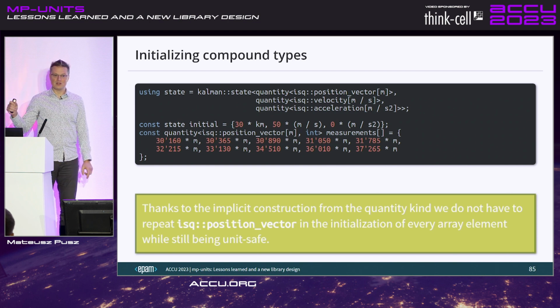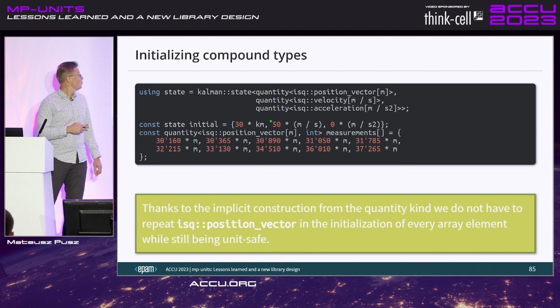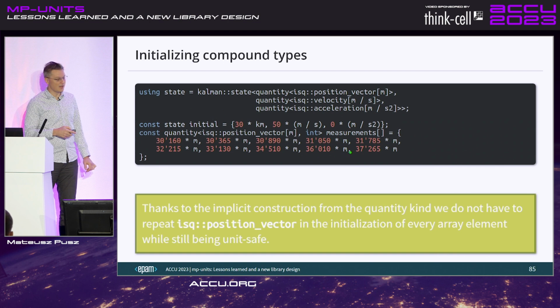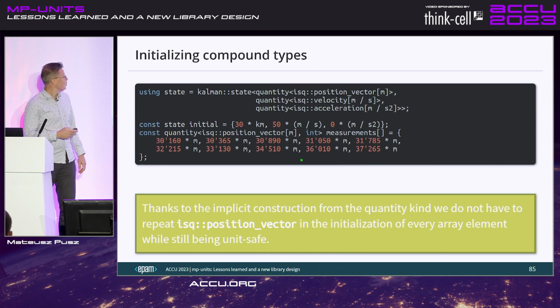This happens always when you have explicit constructors. You have to explicitly tell what the type is here. I tried it, but it was so verbose to specify things like this, or like here that has position vector, velocity, acceleration. If I have to repeat this information here again, it will be so verbose.